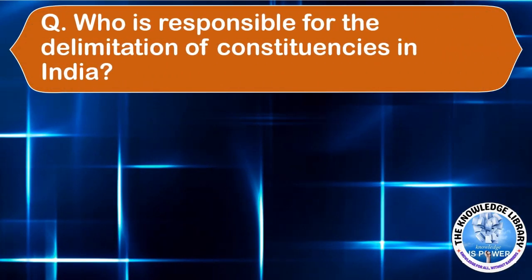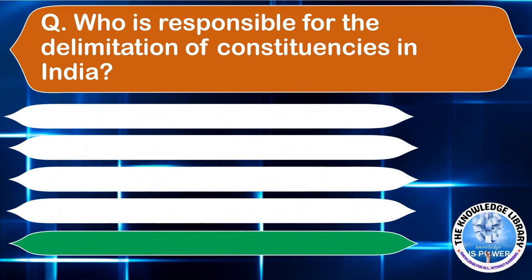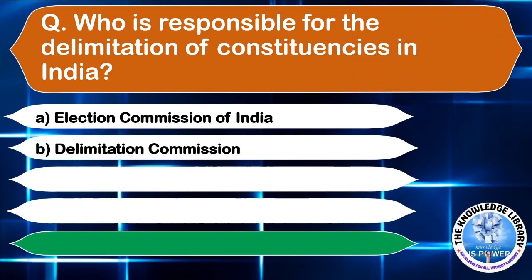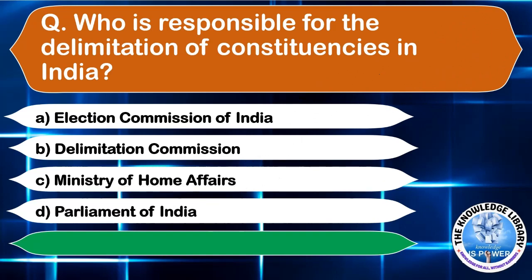Who is responsible for the delimitation of constituencies in India? Option A Election Commission of India. Option B Delimitation Commission. Option C Ministry of Home Affairs. Or option D Parliament of India. The correct answer is option B Delimitation Commission. Moving to the next question.